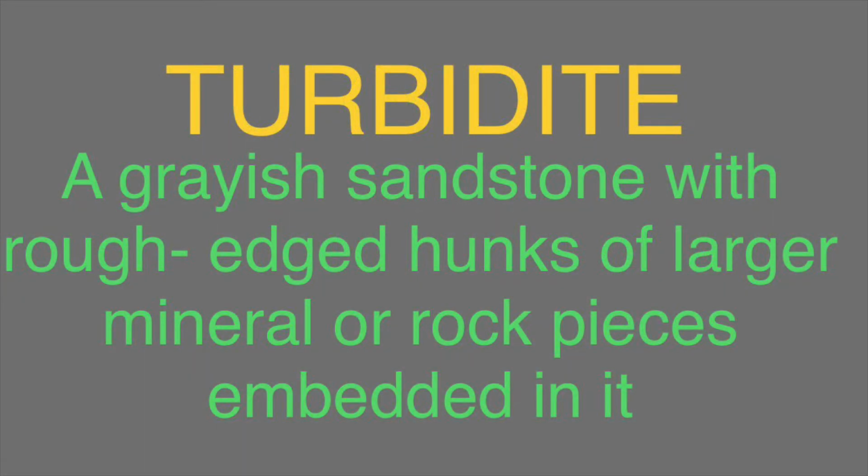A turbidite rock is a rock that has a matrix of sandstone, grayish sandstone, and embedded in that sandstone are all kinds of larger pieces of either minerals or rocks. You can have feldspar hunks, you can have quartz hunks, you can have granite hunks in there, and an important part of it is that these rock hunks are rough-edged.